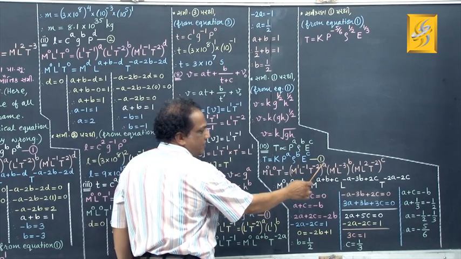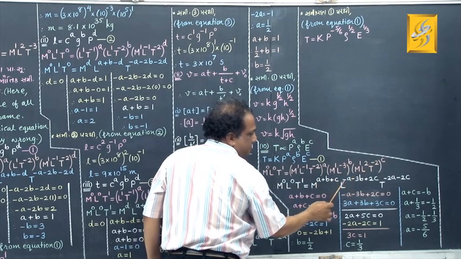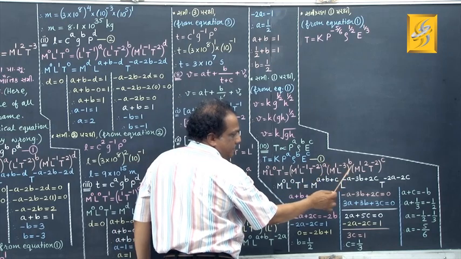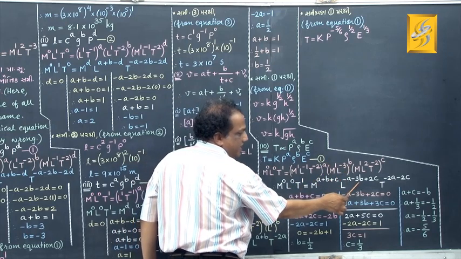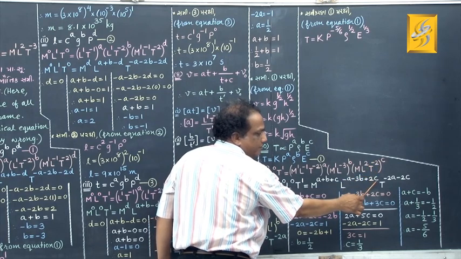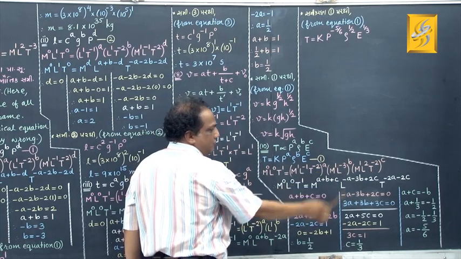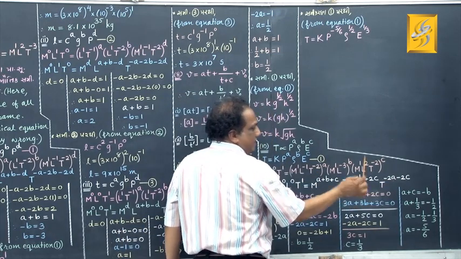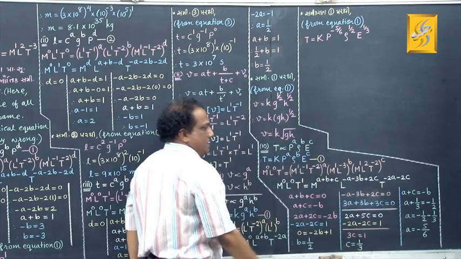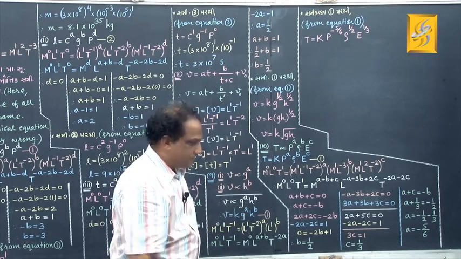M raised to 1 into A, that is A. 1 into B, that is B. 1 into C, that is C. Correct? L raised to minus 1 into A, that is minus A. L raised to minus 3 into B, that is minus 3B. And 2 into C, that is plus 2C. Now T raised to minus 2 into A, minus 2A. And here T raised to minus 2 into C, that is minus 2C. Correct? Now compare powers of M, L and T on both the sides.